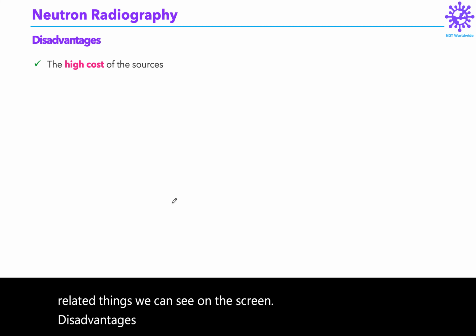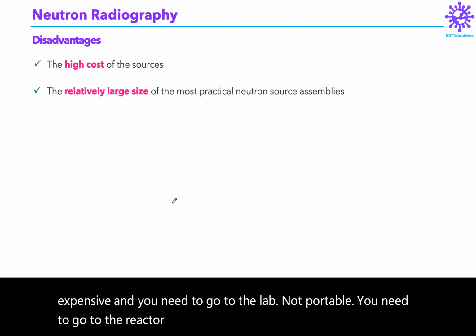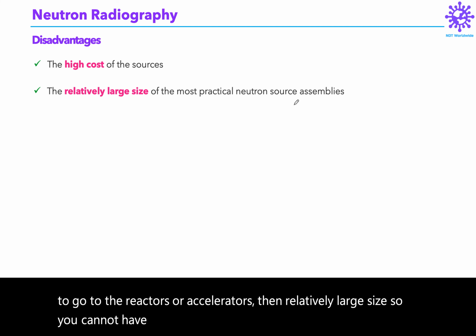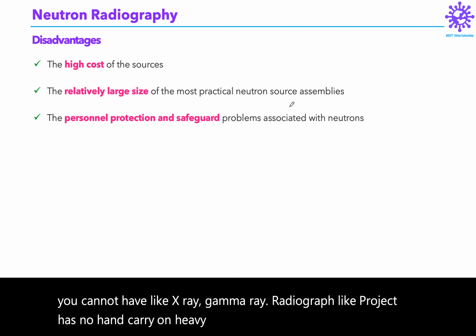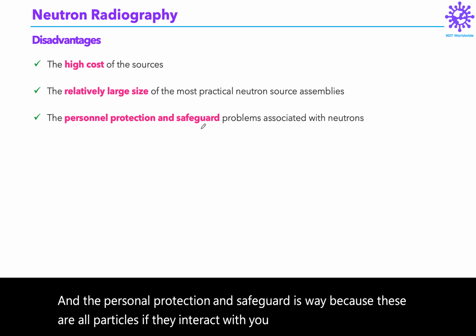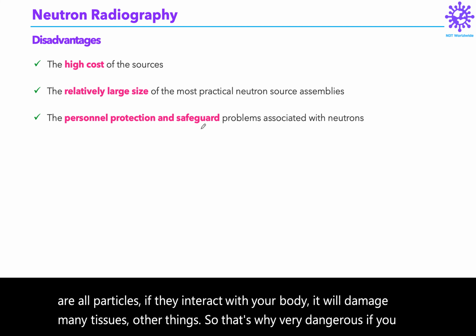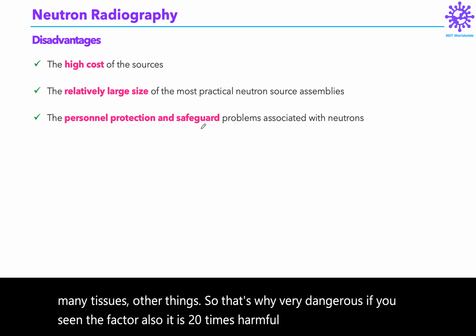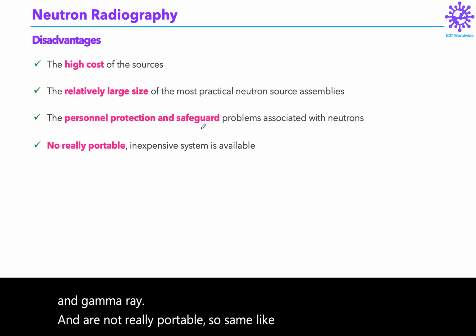Disadvantages: expensive, high cost. The equipment is very expensive, and you need to go to the lab; it is not portable. You need to go to the reactors or accelerators. It is also relatively large, so you cannot have it like X-ray or gamma ray radiograph projectors; no hand carrying of heavy equipment. Personal protection and safeguards are very important, because these are all particles. If they interact with your body, they will damage tissues and other things, so that's why it is very dangerous. It is about 20 times more harmful compared with X-ray and gamma ray, and not really portable. Same like gamma ray, you cannot perform NR easily.